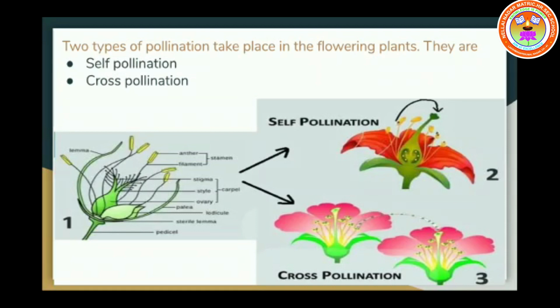Self-pollination. The transfer of pollen grains from the anther of a flower to the stigma of the same flower is called self-pollination. Cross-pollination. The transfer of pollen grains of a flower to the stigma of another flower of a different plant of the same species is called cross-pollination.